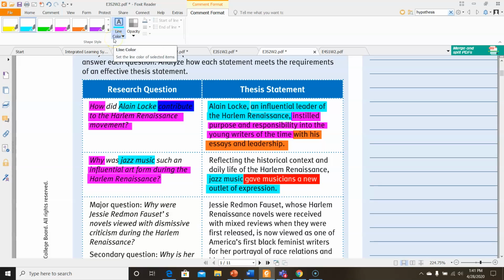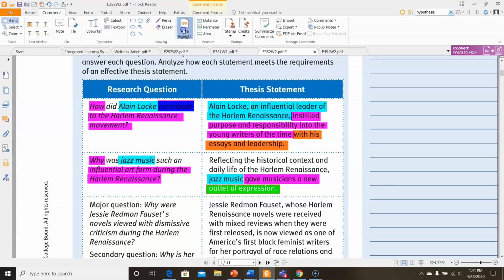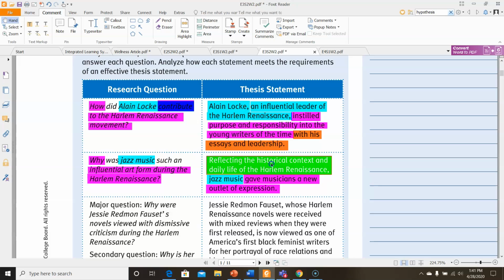And then I have the two things I'm going to talk about. Point is pink. And then the two things I'm going to talk about were that it reflected the daily life, that's one thing, and historical context, that's two things, okay? Cool. So, I'm gonna make this red for reasons.